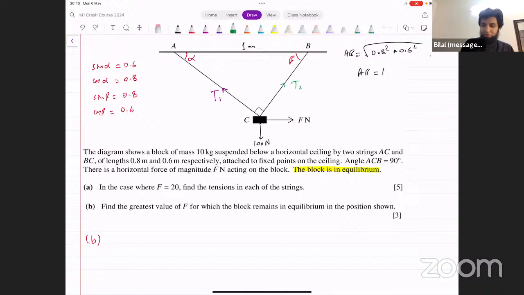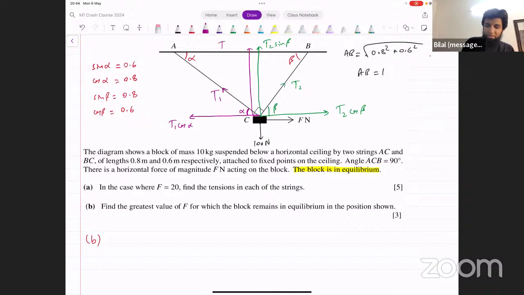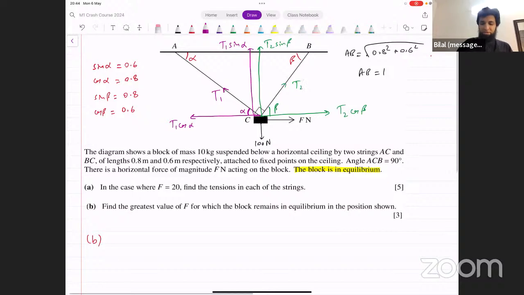Let's resolve those two tensions quickly. One acting to the right. If this angle is beta, this is also beta. So this is T2 cos beta. And the vertical component is going to be T2 sine beta. And similarly for T1, one component is on the left side. If this angle is alpha, this is also alpha. So it becomes T1 cos alpha. And the vertical component becomes T1 sine alpha. These are the components that we have for these forces.